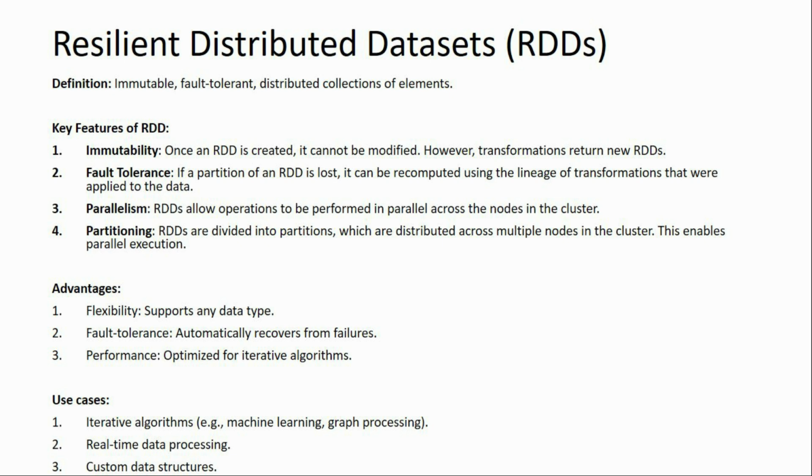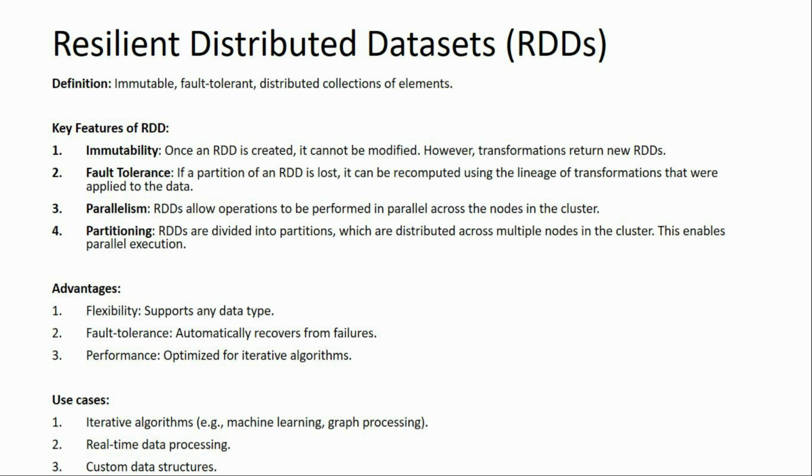So when should you use RDDs? Let's explore a few use cases where RDDs really shine. First, iterative algorithms. RDDs are perfect for tasks like machine learning or graph processing, where you need to perform the same set of operations multiple times on the same data. Algorithms like PageRank and other graph-based algorithms are good examples.